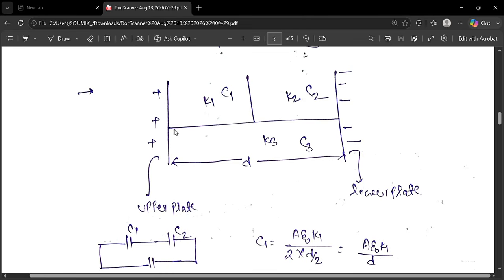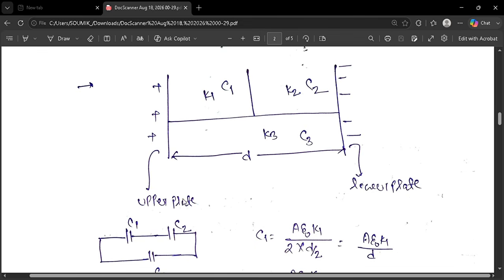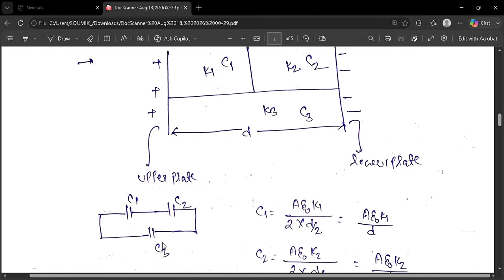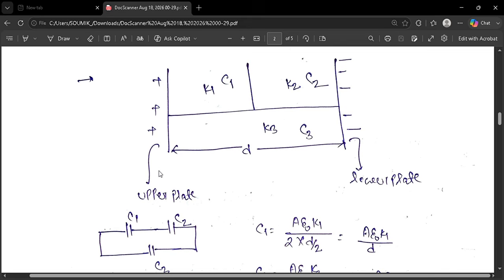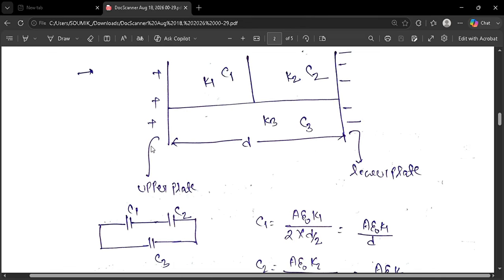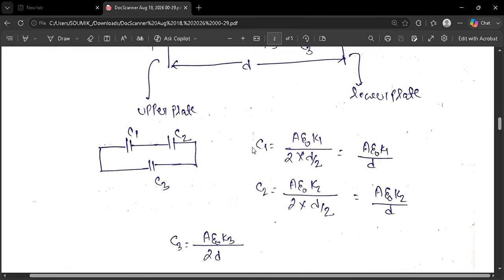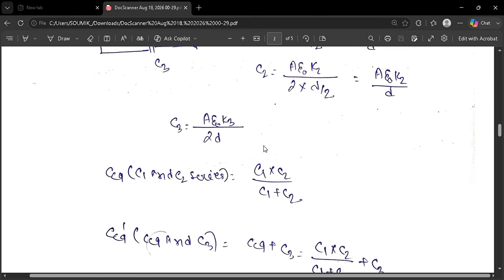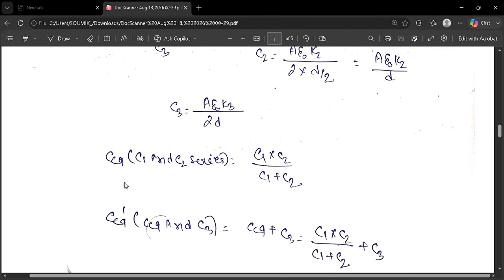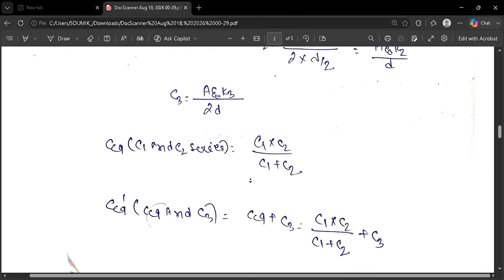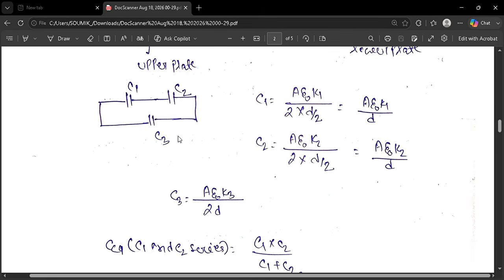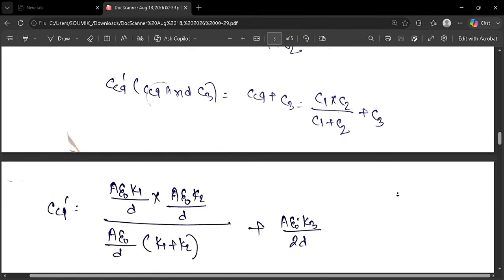So C1 and C2 are in series, and the equivalent capacitance from C1 and C2 is in parallel combination with C3. Why? Because the boundary between the C3 capacitor and the equivalent capacitor from C1 and C2 is parallel to the electric field. The rest is just calculation. C1 and C2 are in series, so their equivalent capacitance is that, and this equivalent capacitance and C3 are in parallel, so that is the final answer.